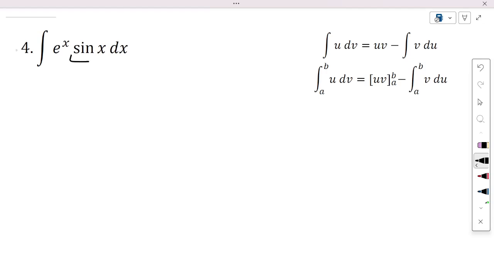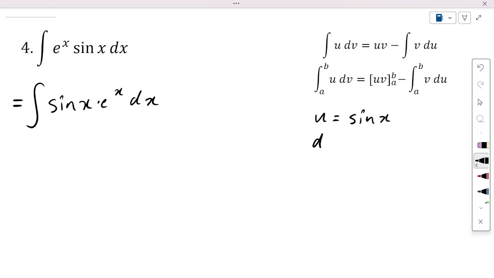We're going to let u equal sine x, or let's just rewrite it like this so it's easier for us to understand. We're going to rewrite it as sine x multiplied by e to the x with respect to dx, meaning that u is going to be equal to sine x, and then dv is going to be equal to e to the x with respect to x. So this is how we're going to write it. U is equal to sine of x, and if we find the derivative, du is equal to negative cosine of x with respect to x.